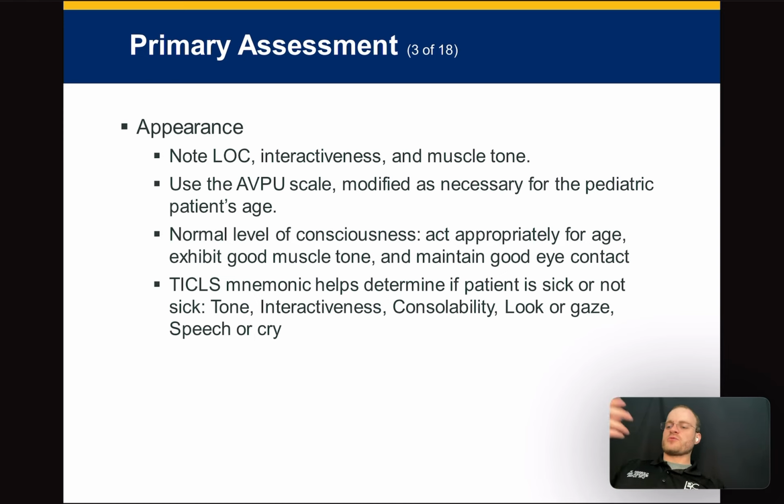And this is a gift that comes with time, right? With assessing a lot of patients and knowing a lot about medicine. So I would have to say very quickly, this patient is sick or not sick. So they're going to wait or they're not. And so we look at their tone, interactiveness. Are they consolable? The look or gaze.